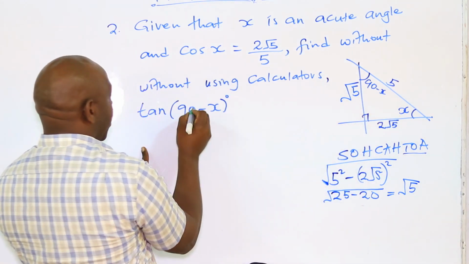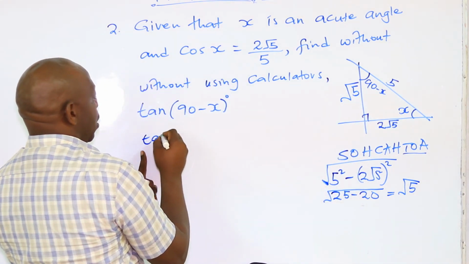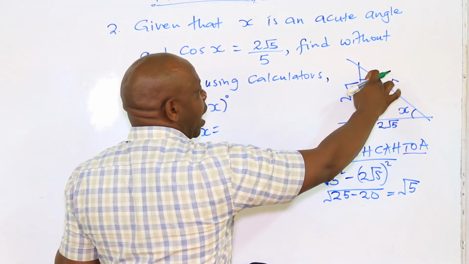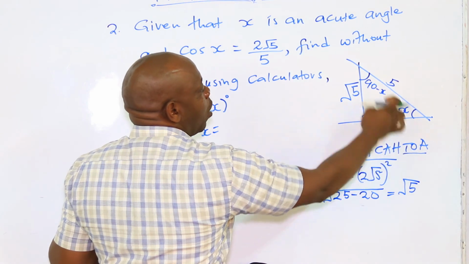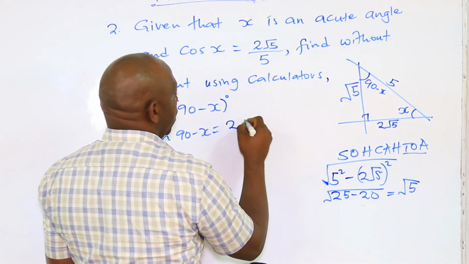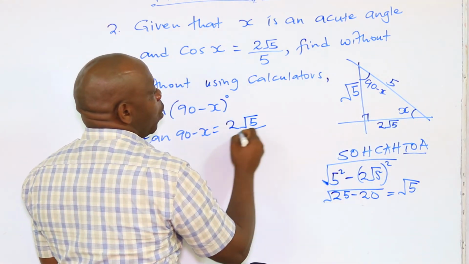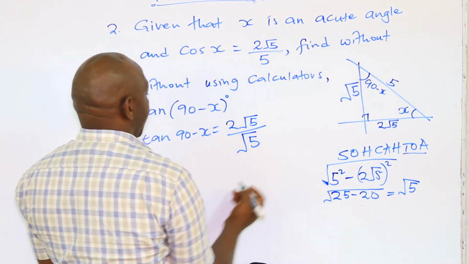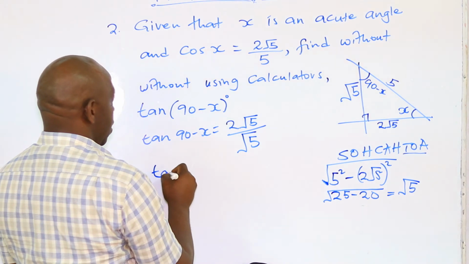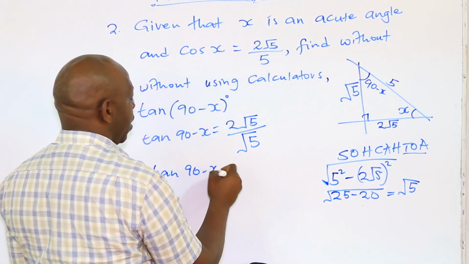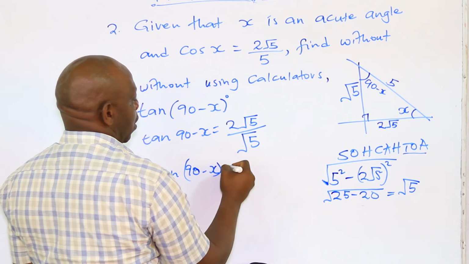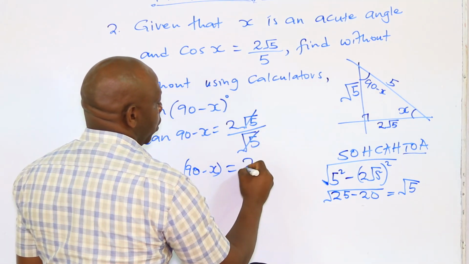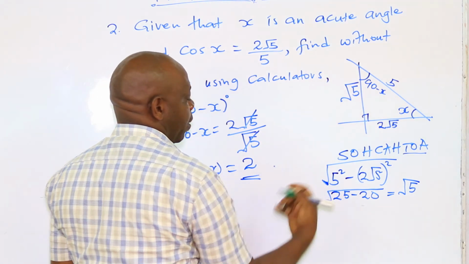So if you are asked to get tan of 90 minus x, then this is the angle. It is tan, opposite 2 root 5 over adjacent, which is root 5. And therefore tan 90 minus x, the root 5 will cancel out, so that you are left with 2, and that is the answer.